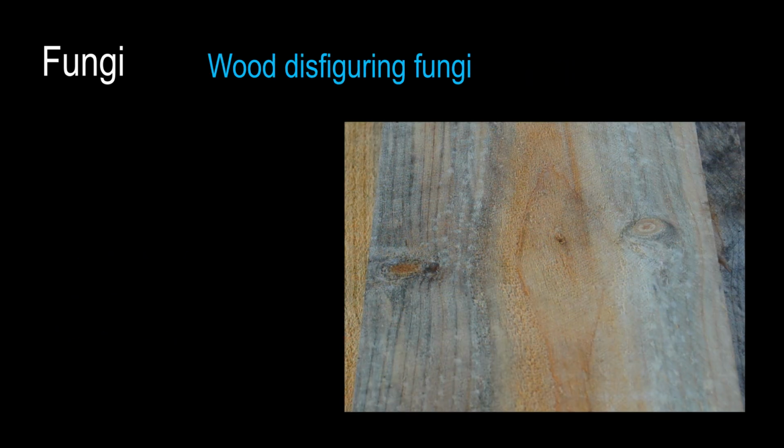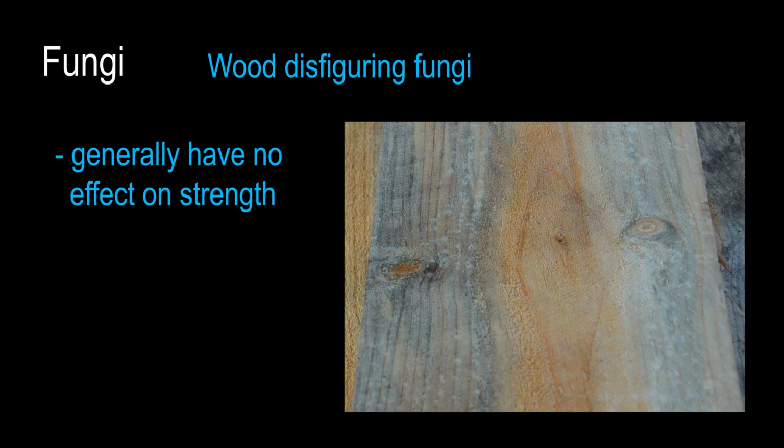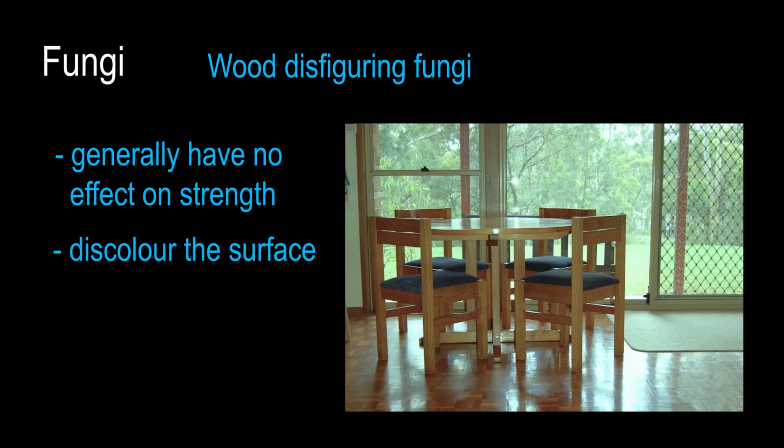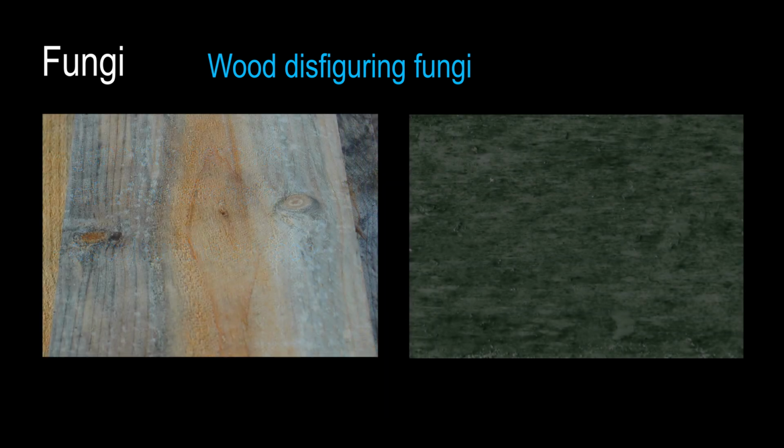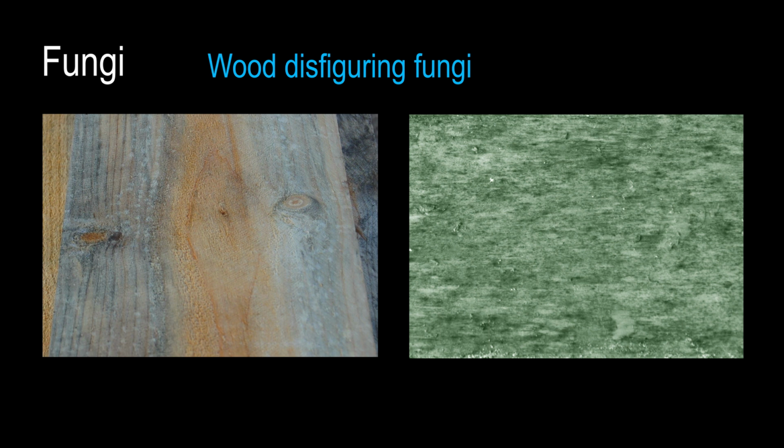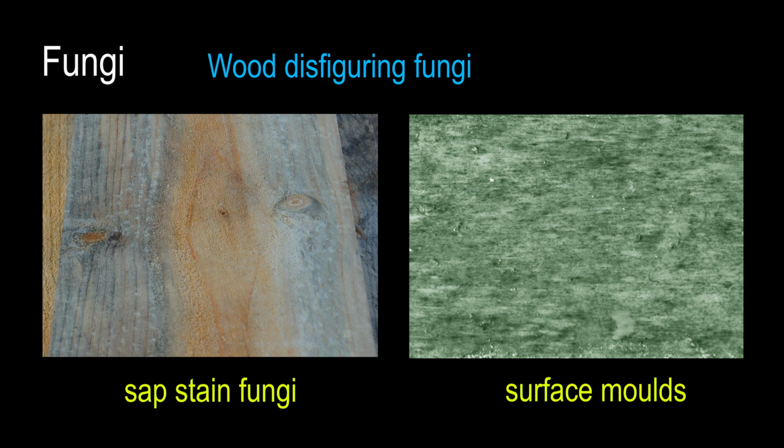Wood disfiguring fungi generally have no effect on the strength of the timber because they don't attack the cell walls, but they can still discolour the surface of the timber, which might make it unsuitable for use in joinery and other situations where appearance is important. The two types of fungi in this category are sap-stain fungi and surface molds.